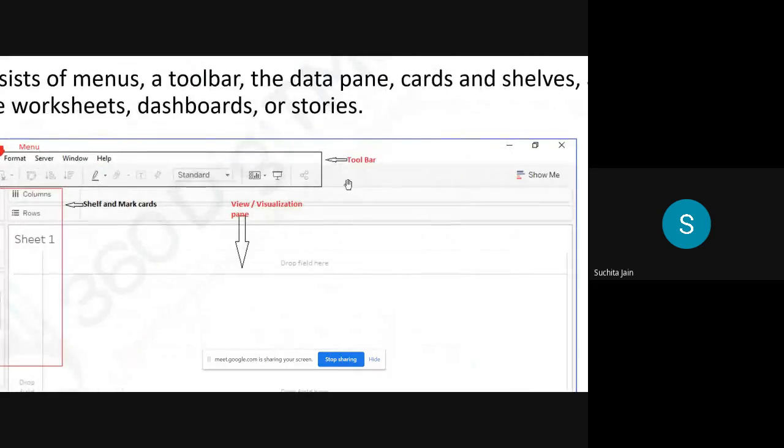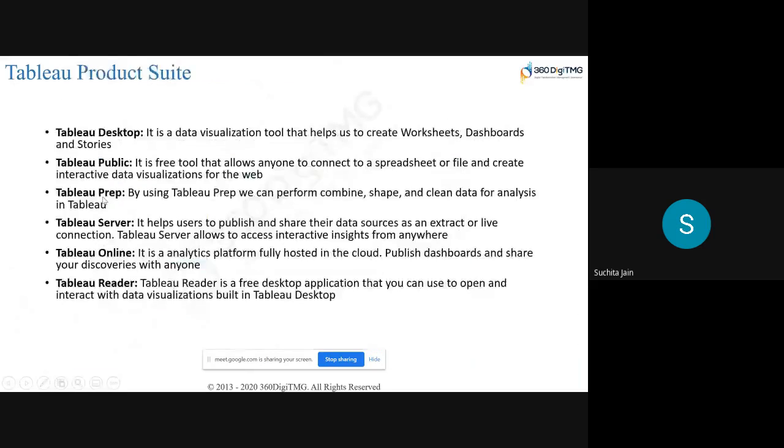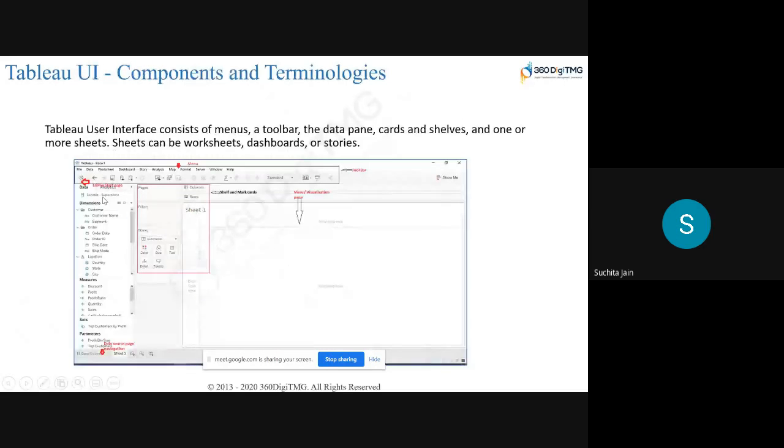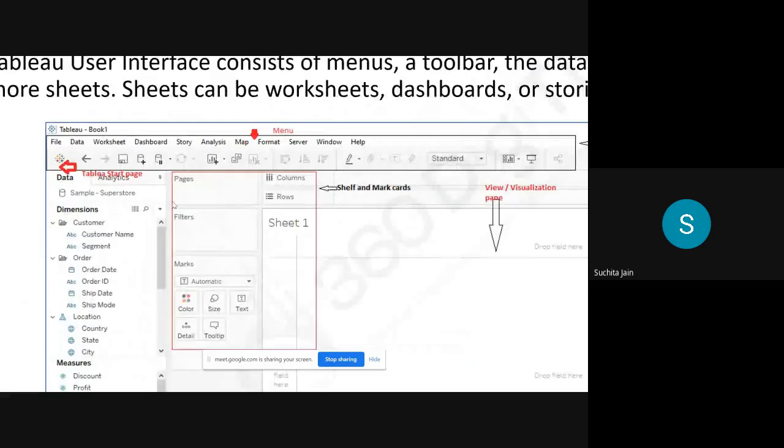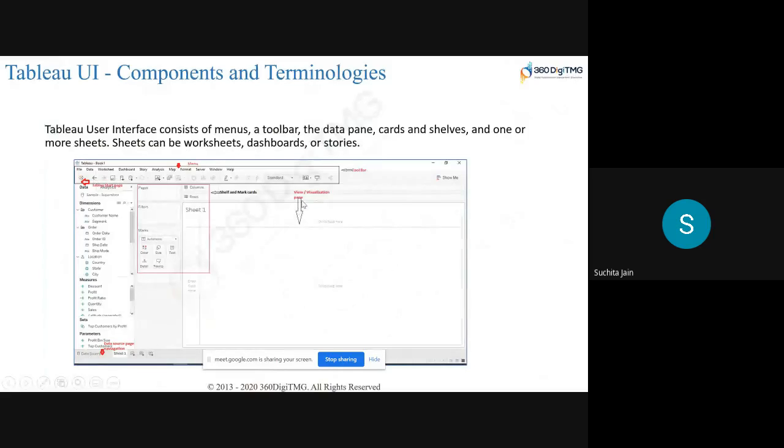Now this is your toolbar. All the different tools are here to take actions. Now, this is your shelves and cards. This is your visualization pane. This is the area wherein you pull your information and it gets represented here, on this plain area. You drag any field and then it comes here. And these are your dimensions and measures.